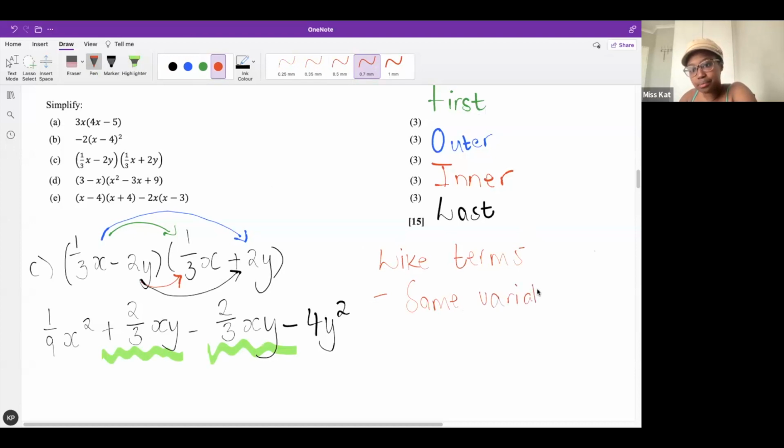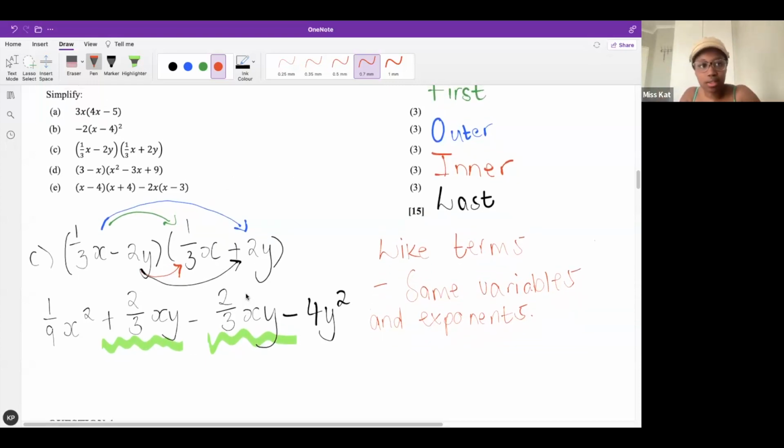It's okay, Lisette, you'll have access to this video. Worry not. Same variables and exponents. Yes, I see Abu says they cancel each other out and Quizzy says it's 0, which is correct, because it's like saying +2 - 2. They're gone. So what's going to be left? The first and the last term, isn't it? So then my final answer is 1/9x squared minus 4y squared.